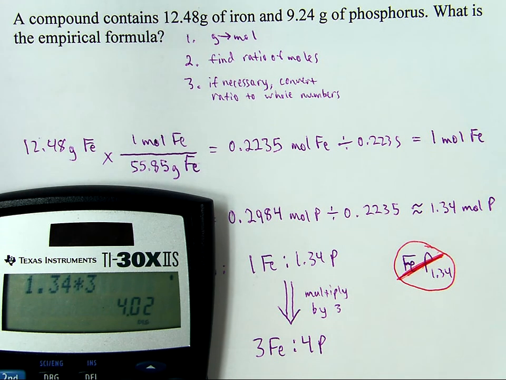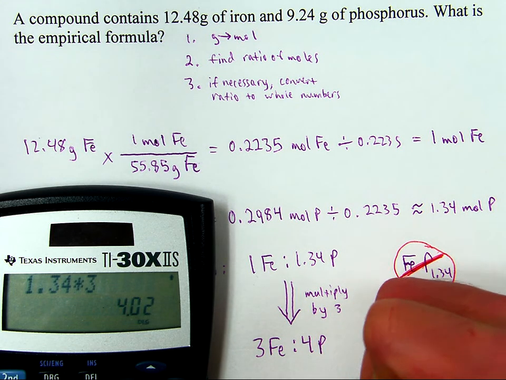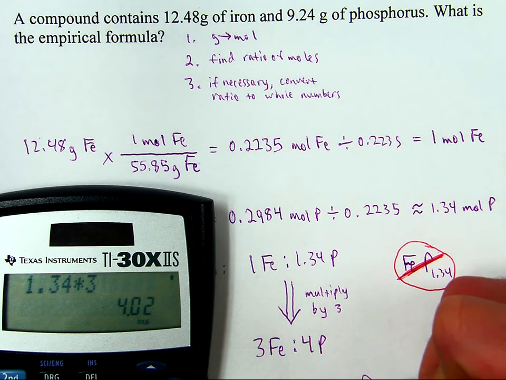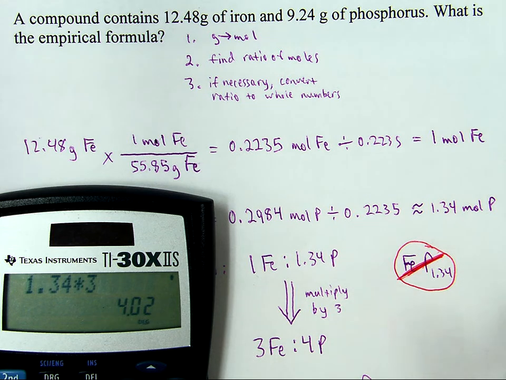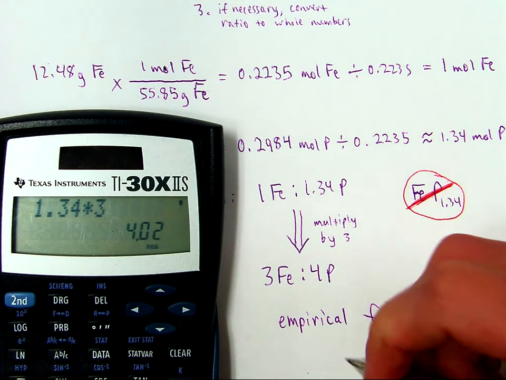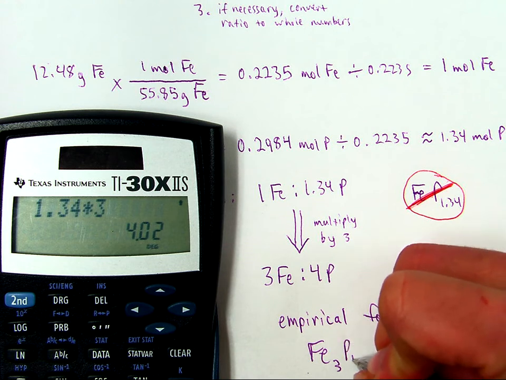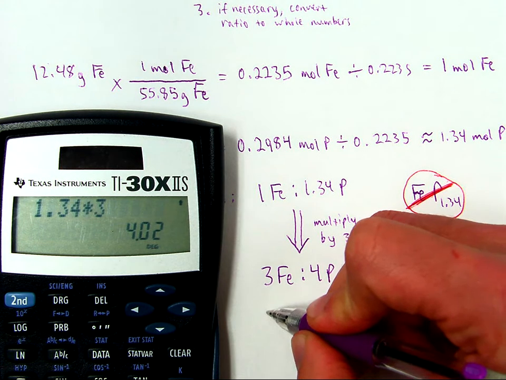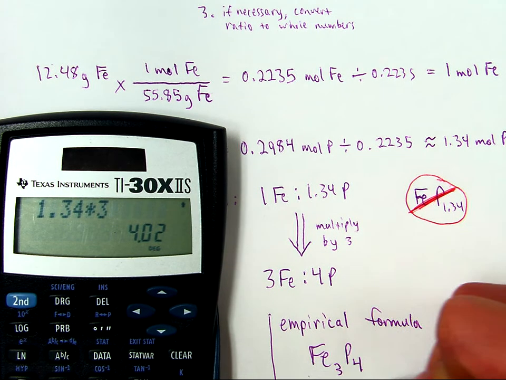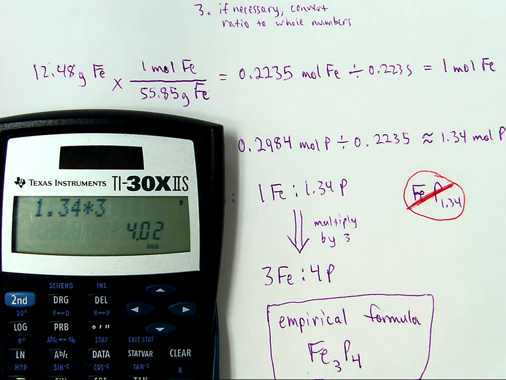Alright, well, that gives me the final chemical formula. So the empirical formula, I'll write it right there just to make it really clear, would be Fe3P4. I'll box the answer as it should be. And that takes care of it.